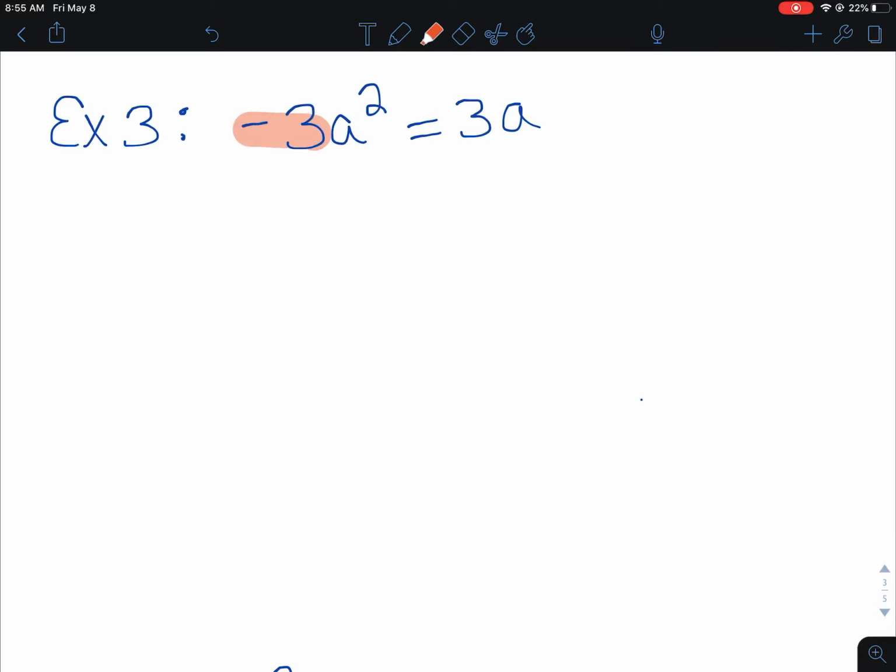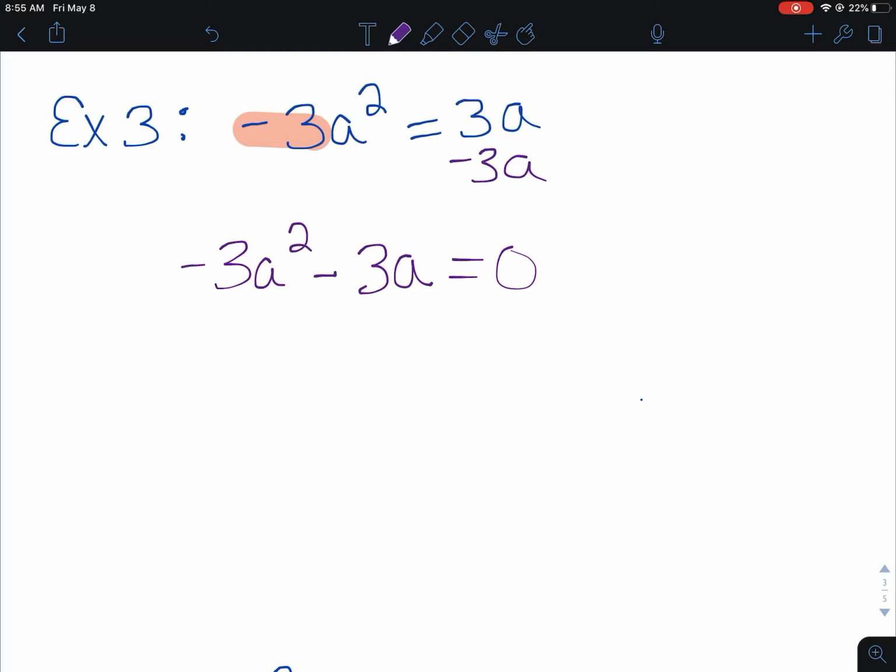All right, so this next one here, I'll go through a little bit more quickly, but I just want to show you what's going to happen if there's a negative a value in the beginning, right? This piece here is negative. So again, we're going to set it equal to 0. So I'm taking away 3a. So, 3a squared minus 3a is equal to 0.